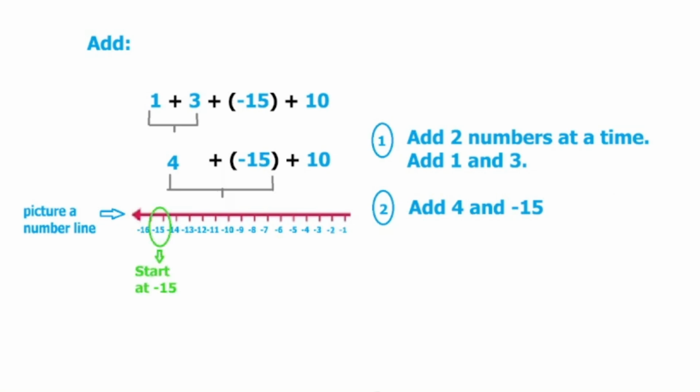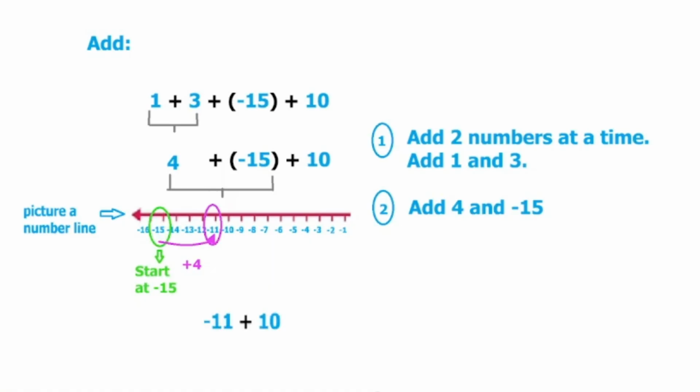And so we can start at minus 15, okay? Usually you start with the bigger number because it's easier. So start at minus 15, which is here, and then you add 4 to it. So when you add, you go this way on the number line, right? So you go 1, 2, 3, 4, and you end up at negative 11 right there.